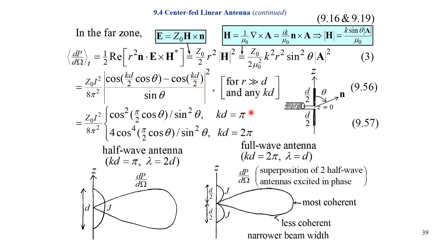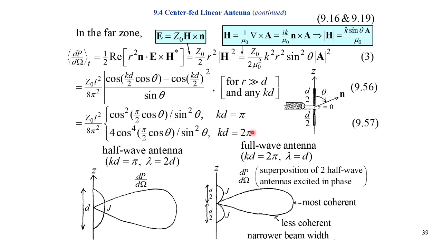Okay, let's consider two special cases. One is kd equals pi. Kd equals pi, we have pi/2, but remember this one, pi/2 cosine theta. We have a trigonometric identity, we can simplify this one into this one. Coefficient the same, but this one can be pi/2. So this one gives us nothing, it is 0. So we have pi/2 cosine theta squared over sine squared.